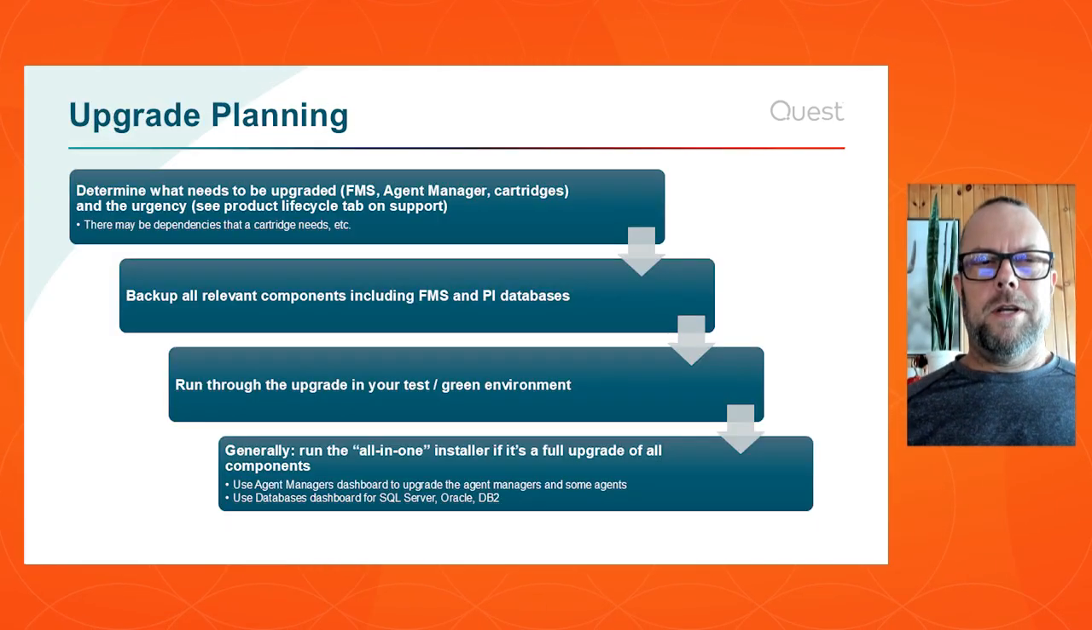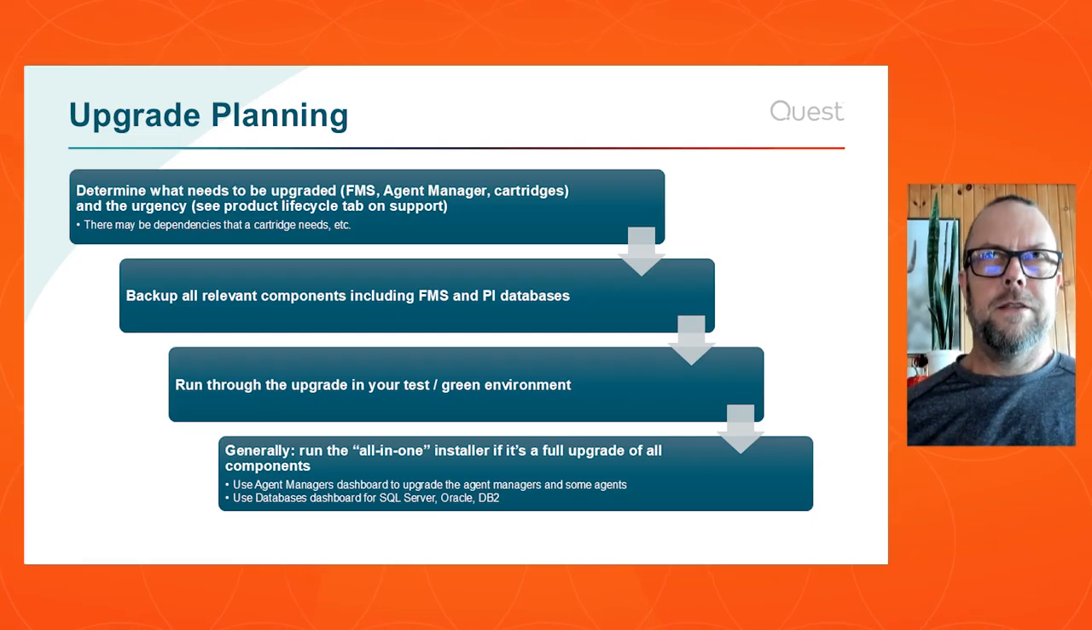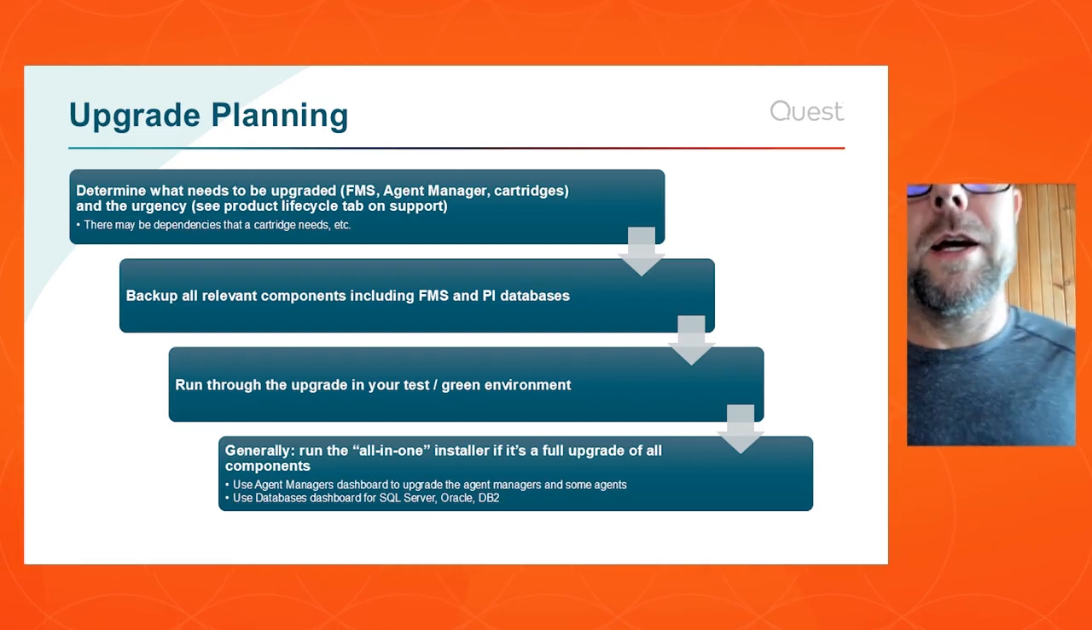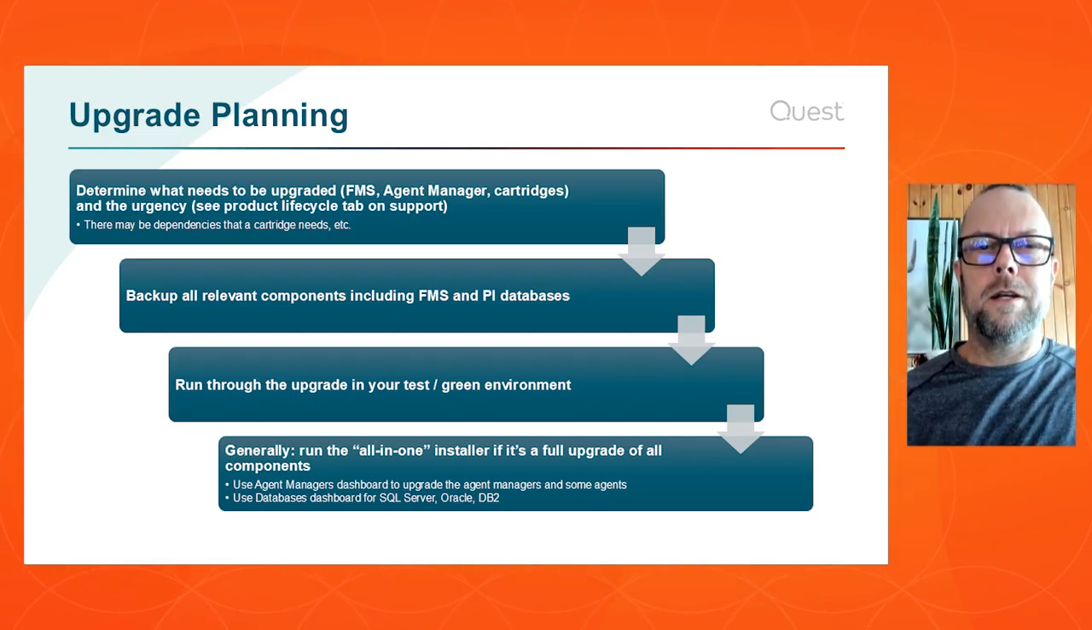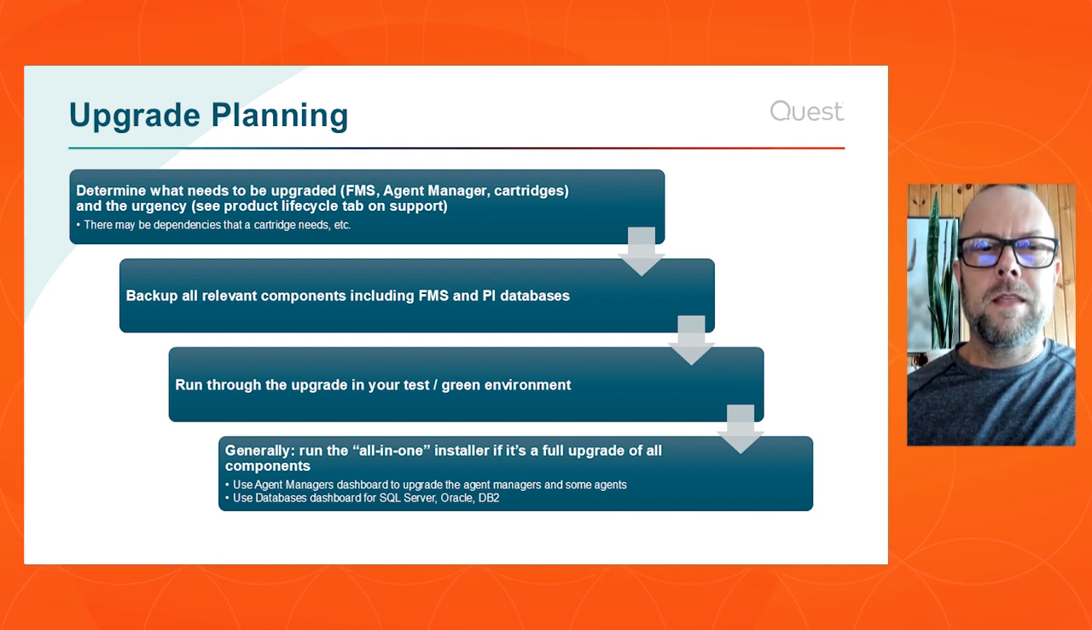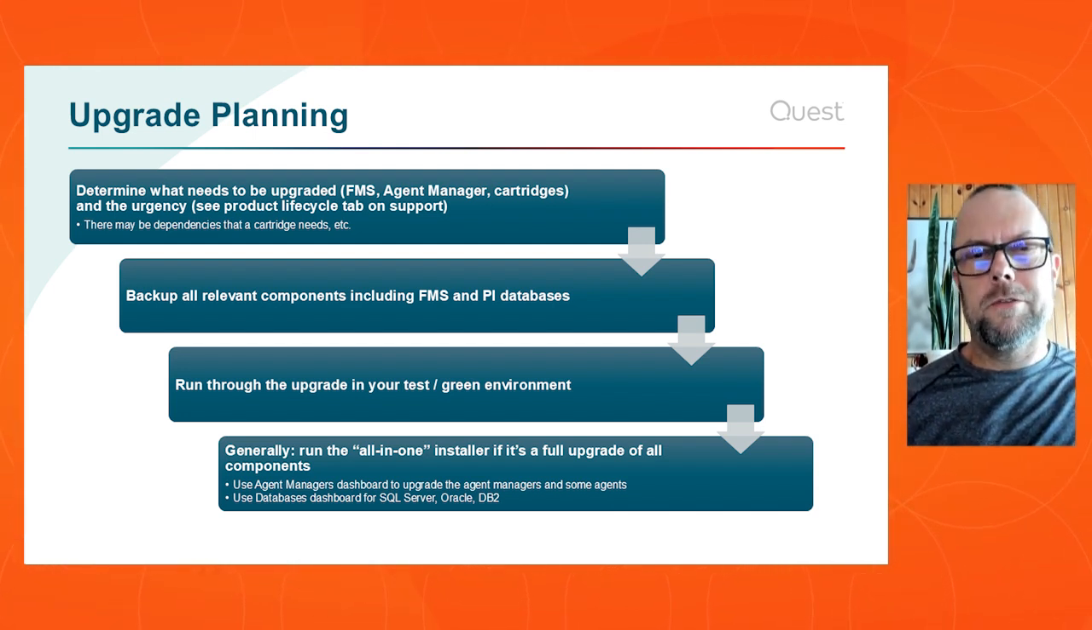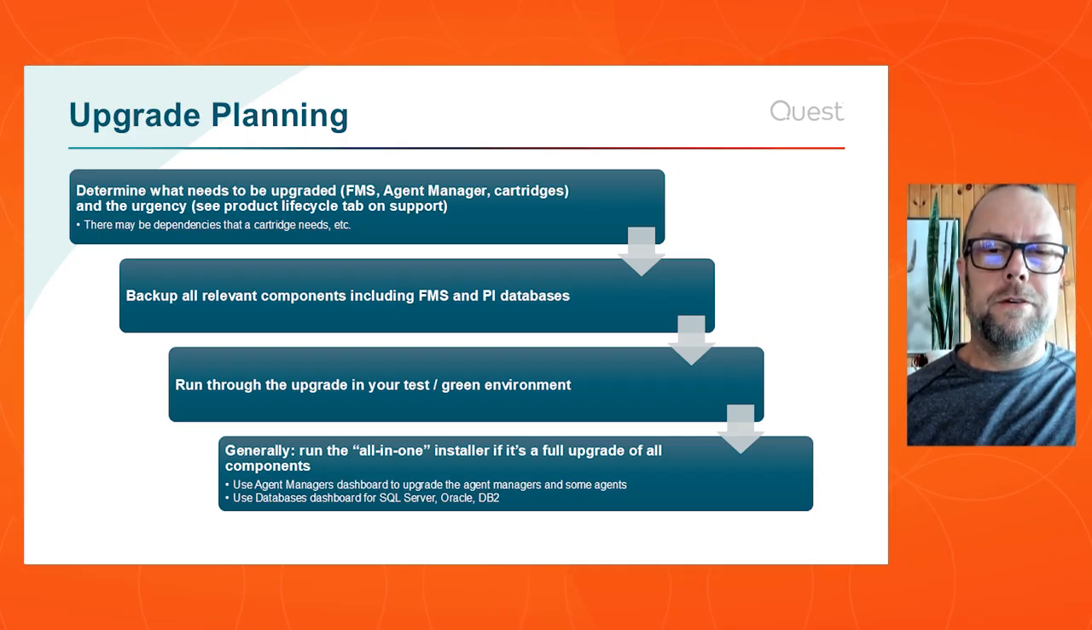And so like I said, we had a more in-depth session on this, but just some basic steps for upgrade planning. What needs to be upgraded? Do we have to do the FMS and/or an agent manager and/or cartridges? And then the urgency from that product lifecycle tab will help dictate your timeline. You want to do a backup, so backup everything: FMS, repository, the performance investigator database or databases. That's always a good idea.